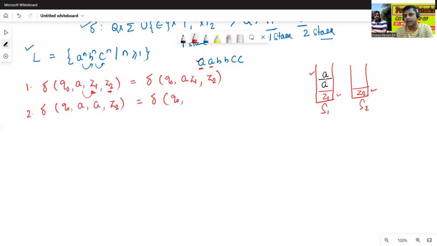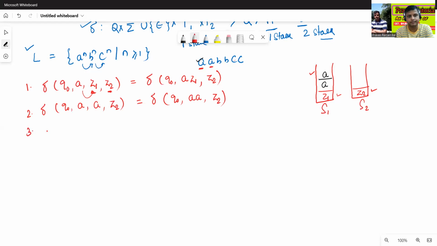Okay, so here A will push here. That means I'll write double A. The second stack will be empty, so I'll simply write Z2. This is very simple. It's just like a one-stack PDA, or we can say PDA, pushdown automata.